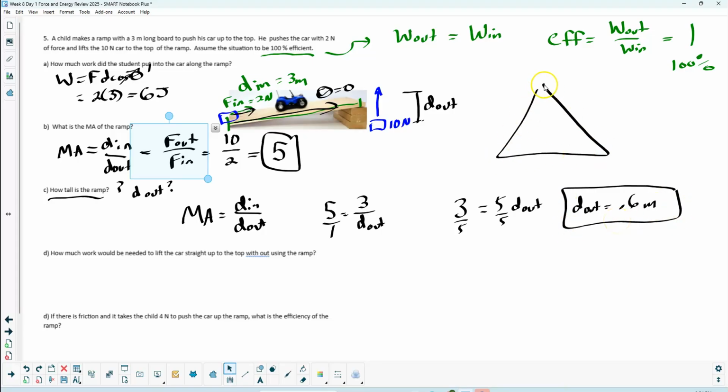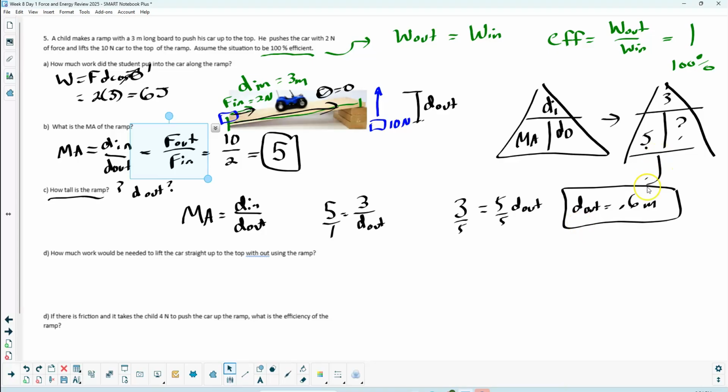If you like the triangle better, the triangle would be the mechanical advantage, distance in over distance out. So if we plug into that, distance in is 3, mechanical advantage is 5, and we're looking for the distance out. So 3 divided by 5 still gets you 0.6. So again, if you like that kind of setup with the triangle, you just have to take the fraction. The top or numerator is going to be the distance in, the bottom is down here in the base of the triangle, and then whatever's on the left side is also in the base.